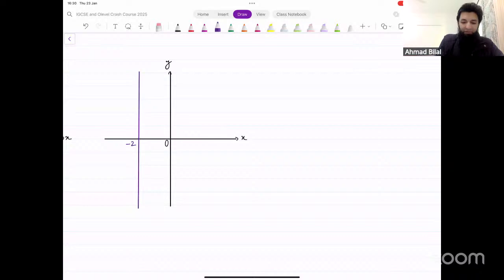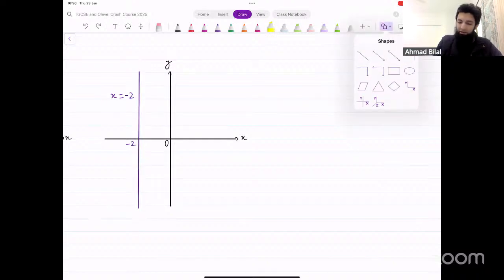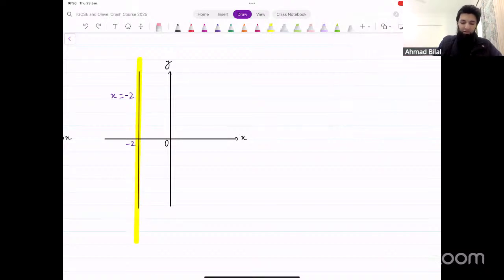Vertical lines have equations of this form: x equal to something. In this case, what's the value of x? It's -2 at every single point on this line. No matter what the value of y is, the x coordinate is always -2. So that's why the equation of this line is x equals -2.